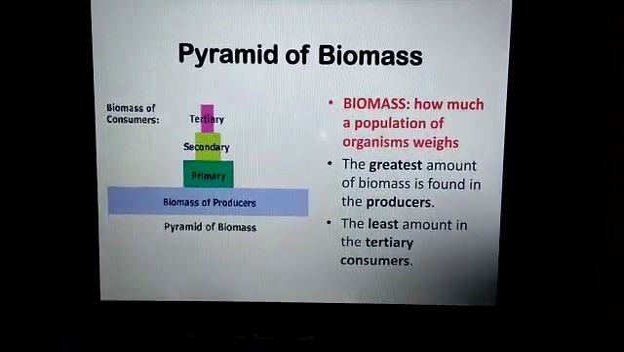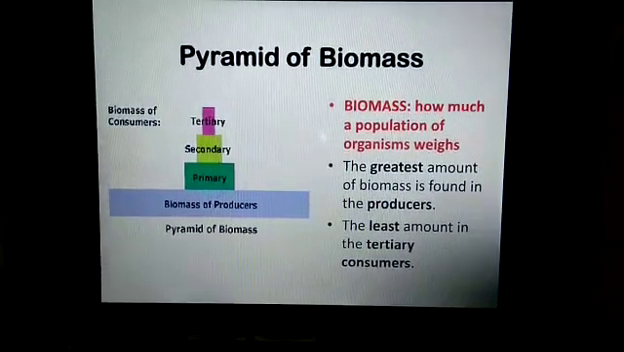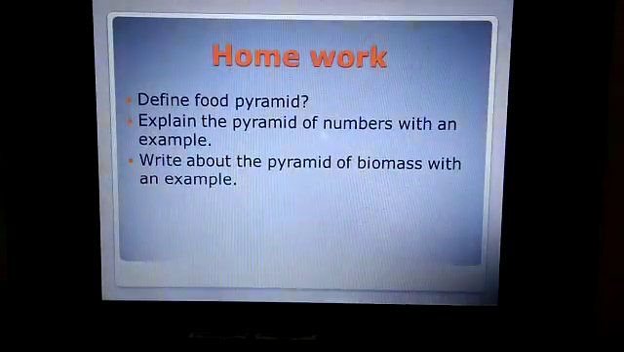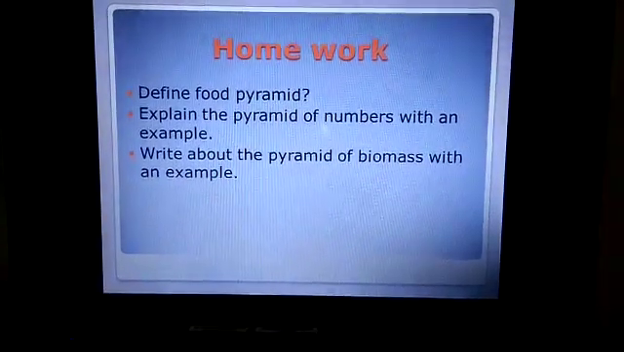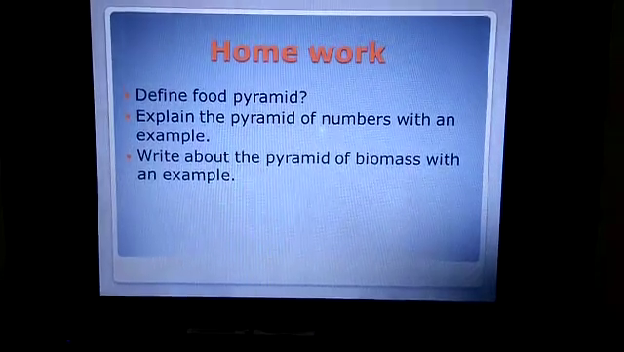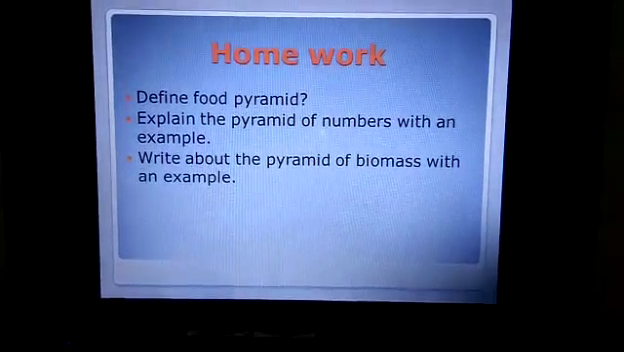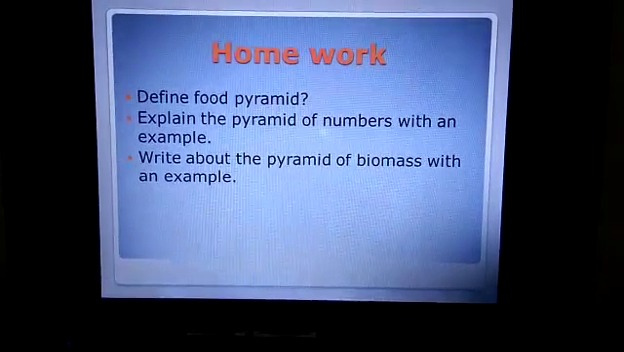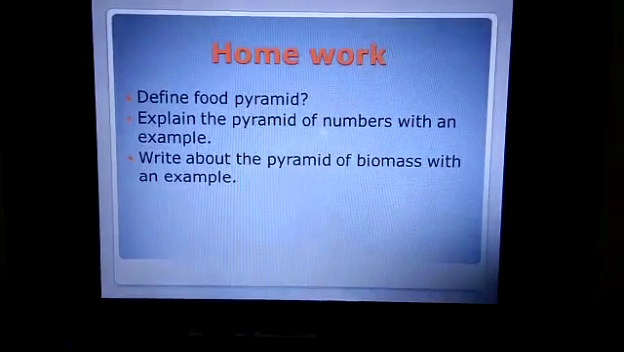So this is about your food pyramid. For more detail, just go through your textbook. Today's homework: Question number 1, define food pyramid. Question number 2, explain the pyramid of numbers with an example. Question number 3, write about the pyramid of biomass with an example.